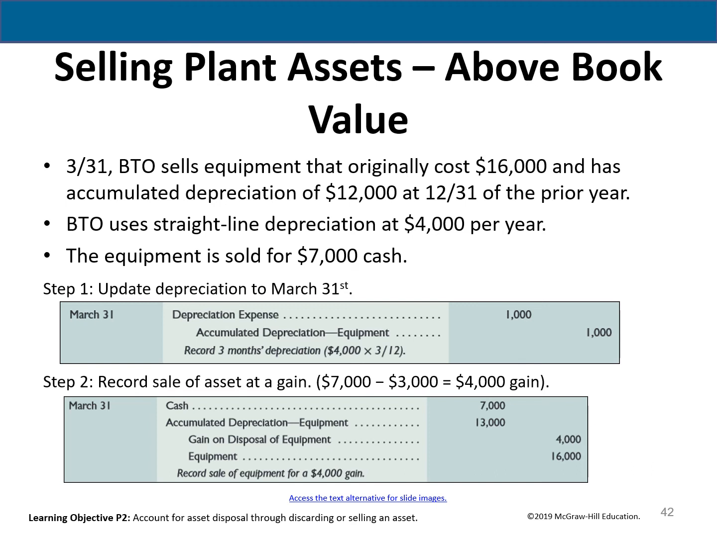So the cash received is $7,000. The book value is $3,000. So this was sold at a gain. So we credit the account gain on disposal of equipment for $4,000.